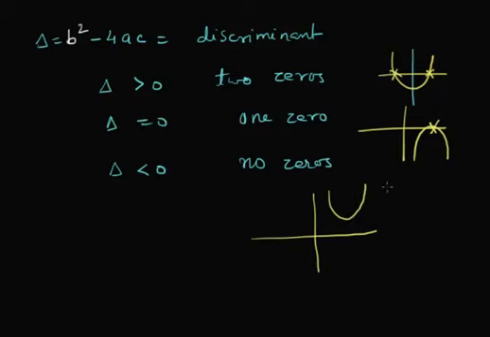The x-intercept is a point where it crosses the x-axis. If it is not crossing, we say no zero. Crosses at one point, we say one zero. If it crosses at two points, we say it has two zeros. The graphs can open up or open down. These are just an example of the cases which can be possible.